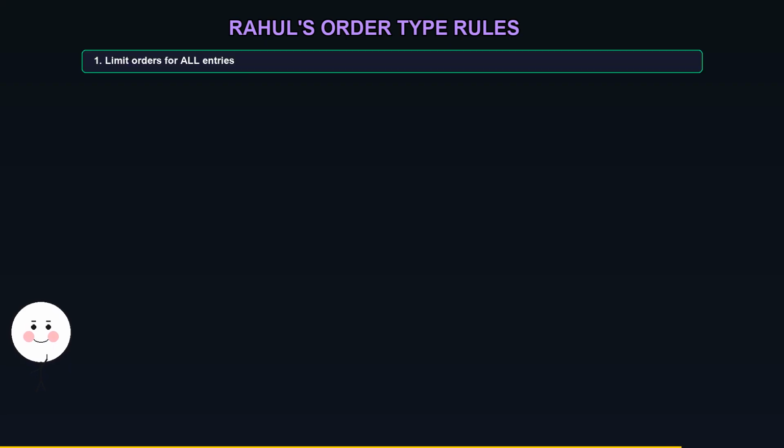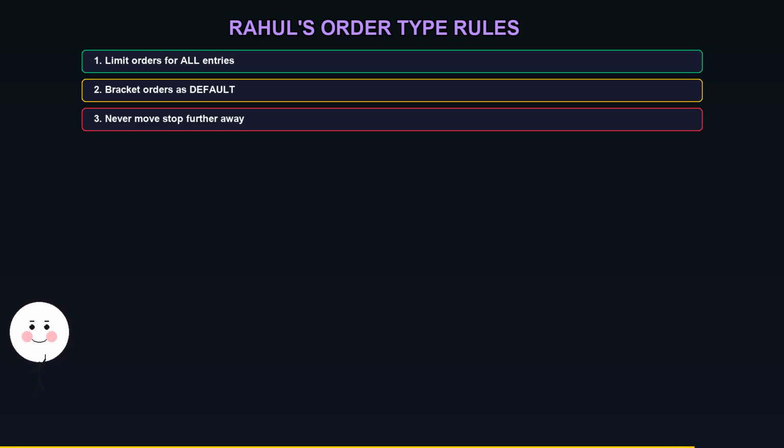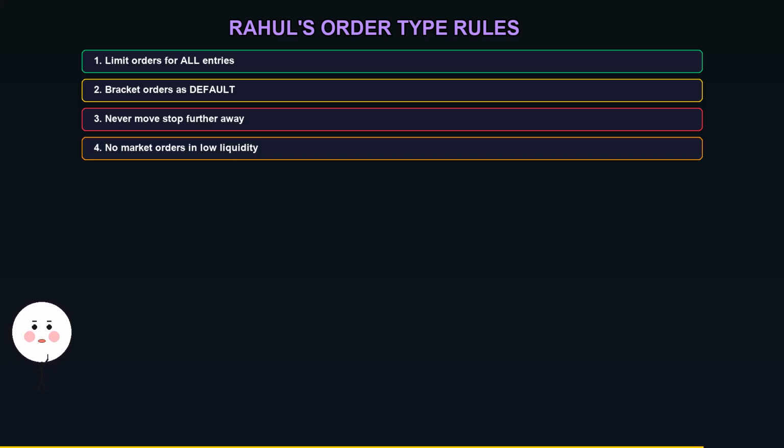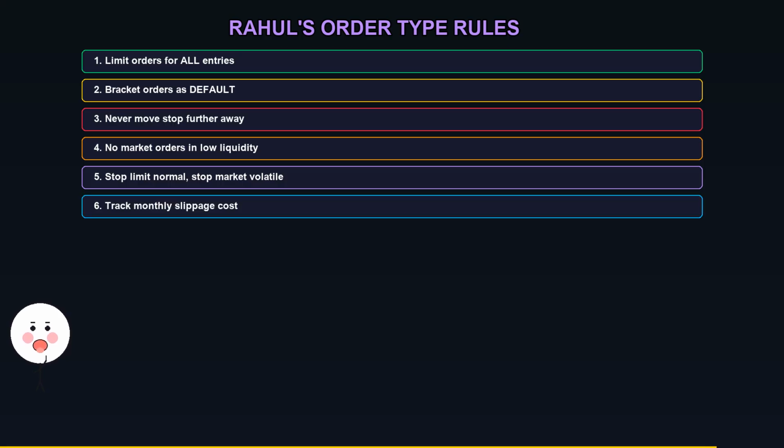Rahul's order type rules. 1. Limit orders for all entries. Never buy at market unless it is an emergency. 2. Bracket orders as default. Entry, target, and stop in every trade. 3. Never move your stop loss further away. Only closer.